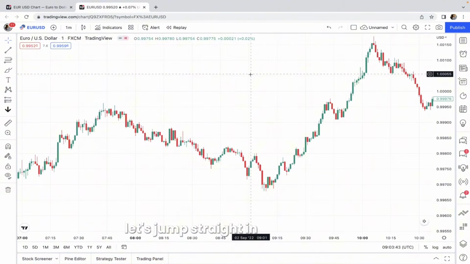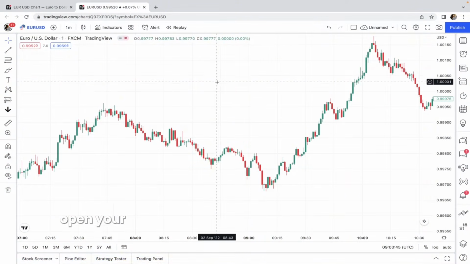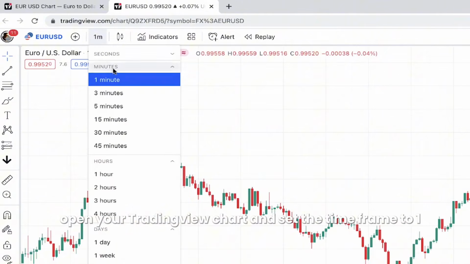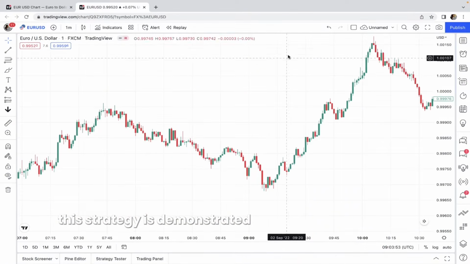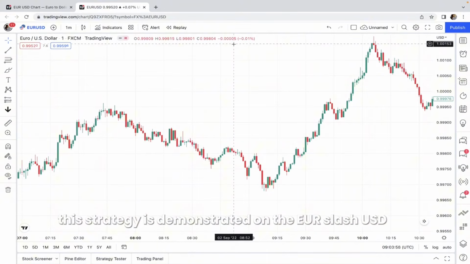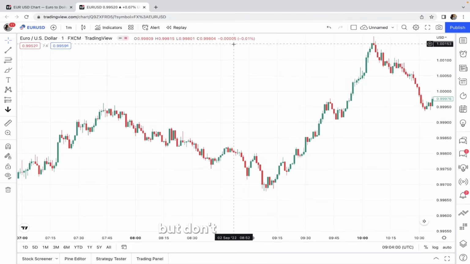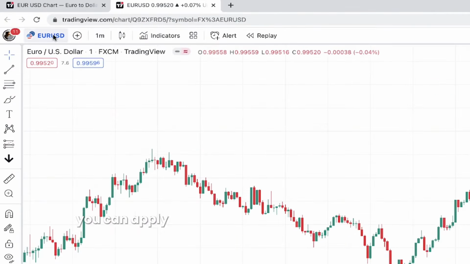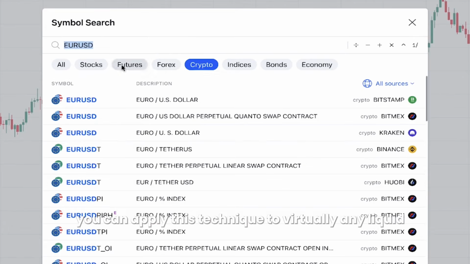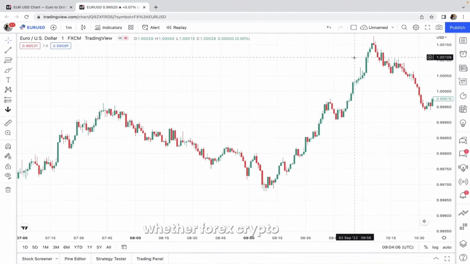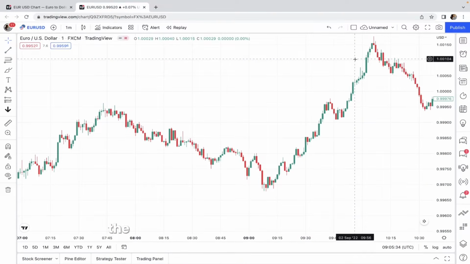Let's jump straight in. First things first, open your TradingView chart and set the time frame to 1 minute. This strategy is demonstrated on the EUR/USD Forex pair, but don't let that limit you. You can apply this technique to virtually any liquid market, whether Forex, crypto, or stocks. The critical aspect is liquidity and volume.